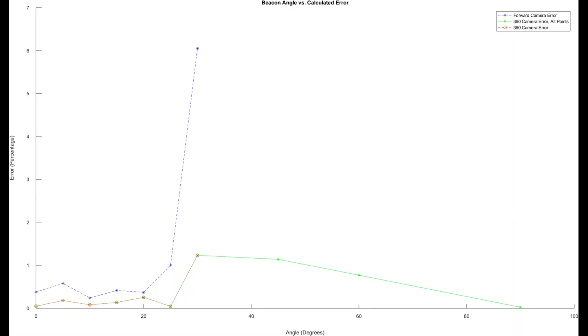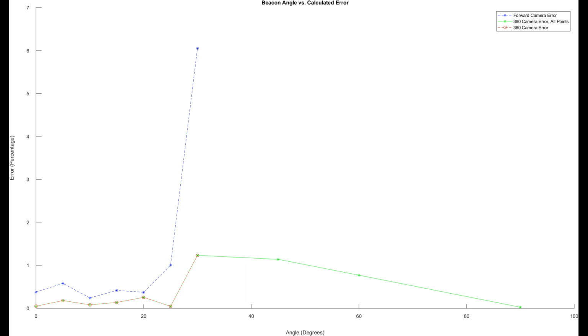It can also be noted that the error on the 360-degree camera vision system is periodic, with each maxima occurring at 45, 135, 225, and 315 degrees, and the minima of the error occurring at the multiples of 90 degrees, or the cardinal directions relative to the robot's camera. At all recorded points, the 360 camera has a significantly more accurate prediction of the bearing of the beacons.